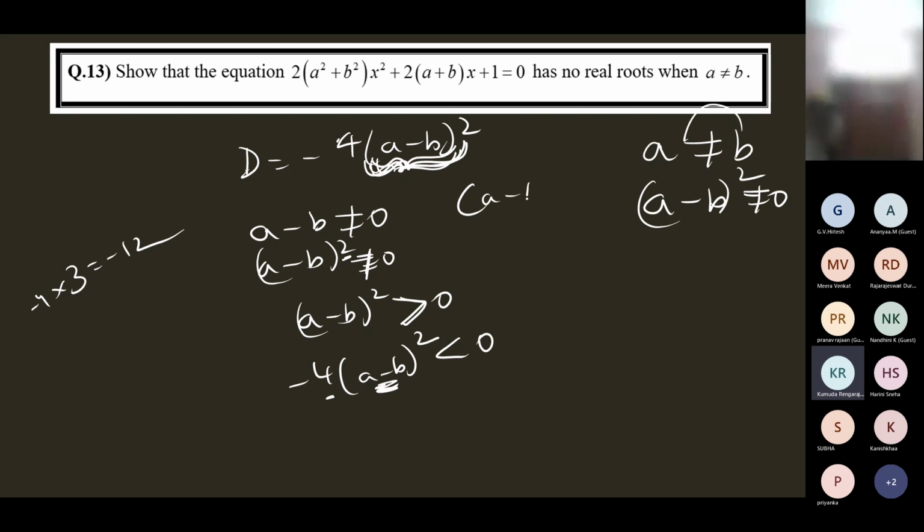So a minus b the whole square is positive. But when you multiply that positive answer with a negative 4, minus 4 into a minus b the whole square will be negative, or it will be less than 0. If it's less than 0, that means it has no real roots.